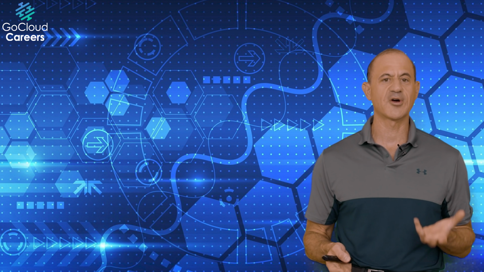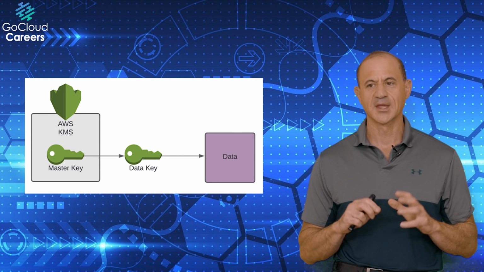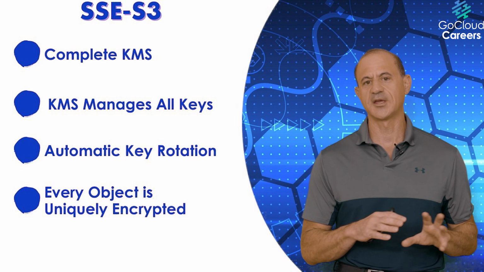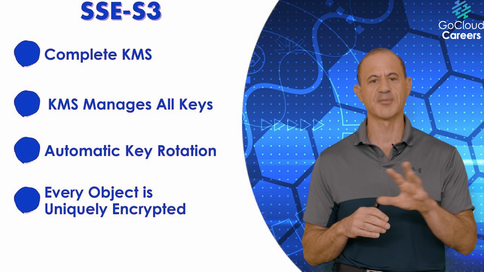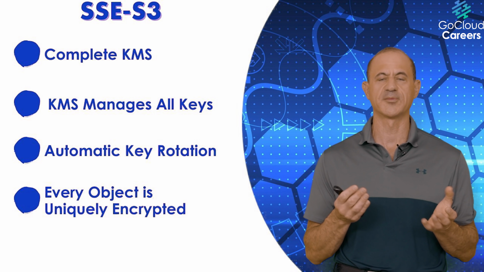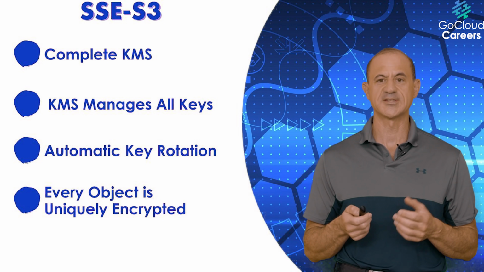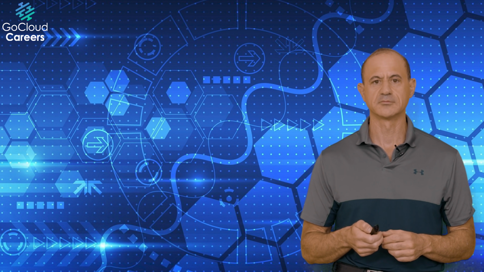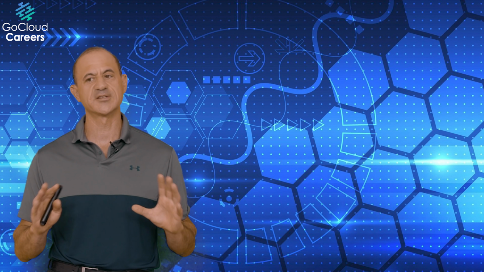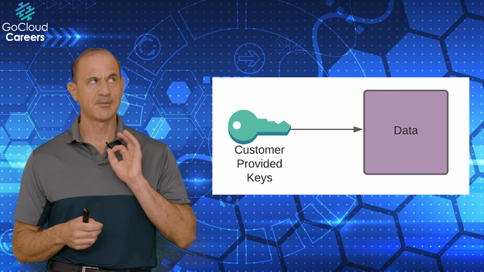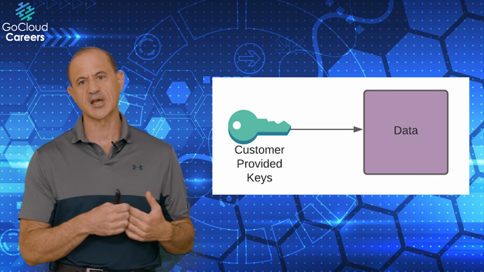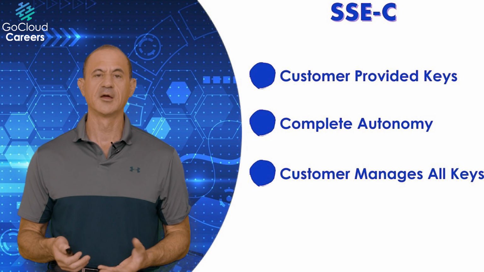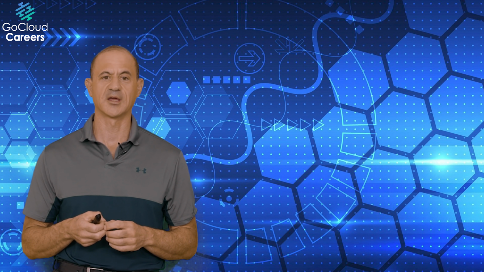Now, you can also use SSE-S3, and that's AWS managed keys. And this is a complete key management system. Again, the key management system is going to manage everything. It's going to do automatic key rotation, and every object is going to be encrypted with a unique key. So this is a relatively simple system, but remember, not every organization is allowed to have somebody else manage their keys. There are some organizations that must have complete autonomy over the keys, and for this, we're going to use SSE-C, which is customer provided keys. This gives the customer complete autonomy over their encryption key, but then again, the customer is going to have to manage all aspects of the key.